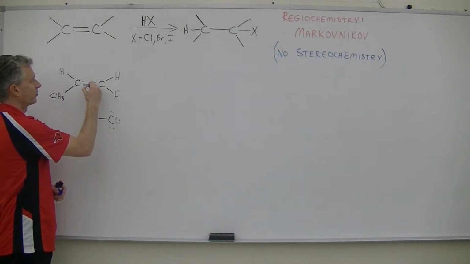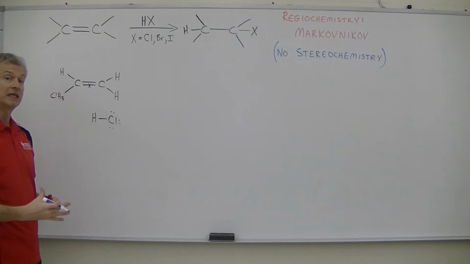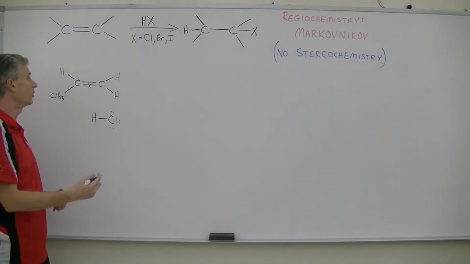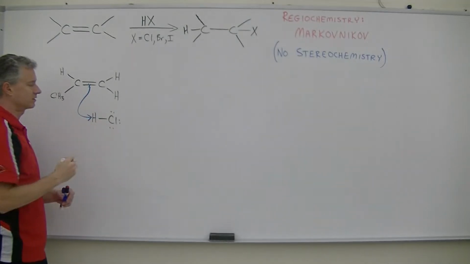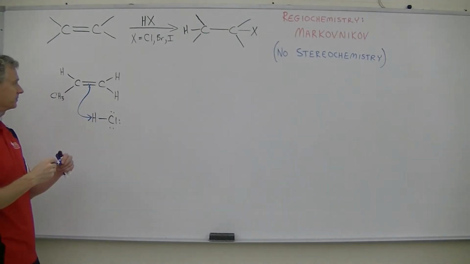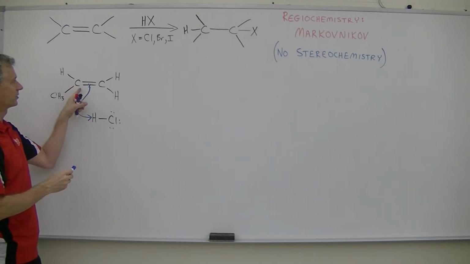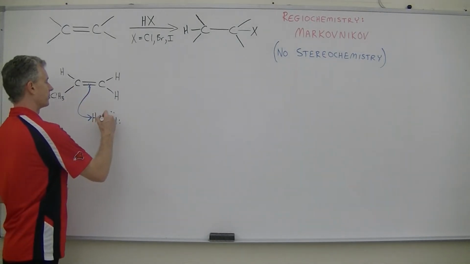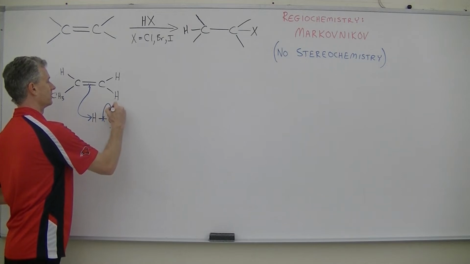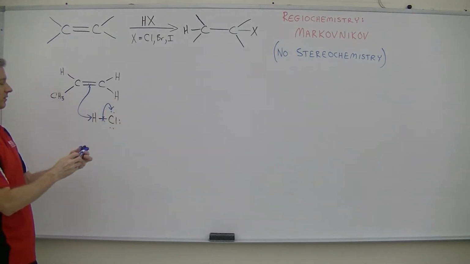We start by protonation of the alkene bond to form a carbocation intermediate. So the pi bond breaks, reaches out and grabs the hydrogen. This is going to connect the hydrogen to one of the two carbons in the alkene. This breaks the HCl bond, and those electrons go with the chlorine.